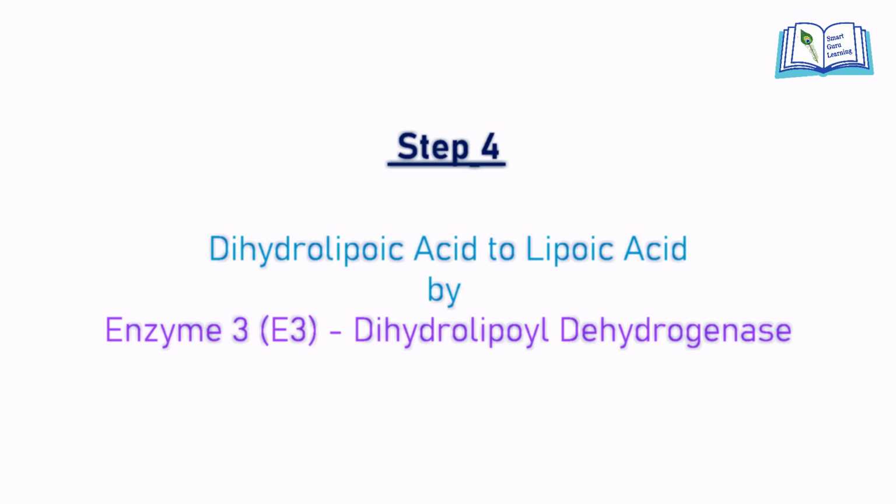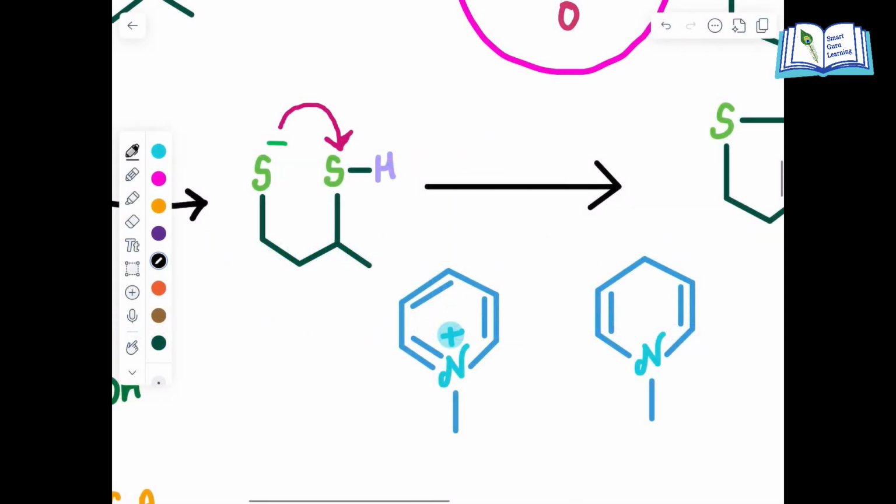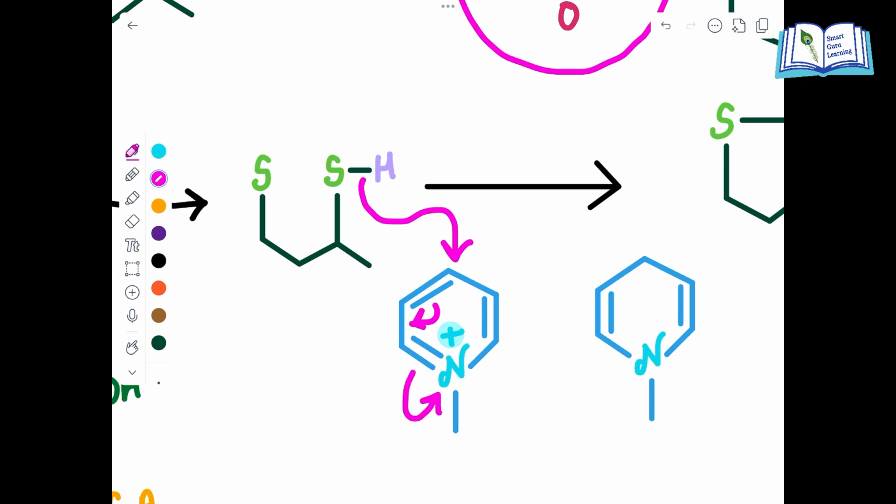Step 4. Dihydrolipoic acid to lipoic acid by enzyme 3, dihydrolipoyl dehydrogenase. The negative charge on the sulfur group acts as a nucleophile and forms a bond with this sulfur. The hydrogen is transferred from this sulfur to the NAD+, and it is reduced to NADH, which is a high energy electron carrying molecule. With this, dihydrolipoic acid is oxidized to lipoic acid.